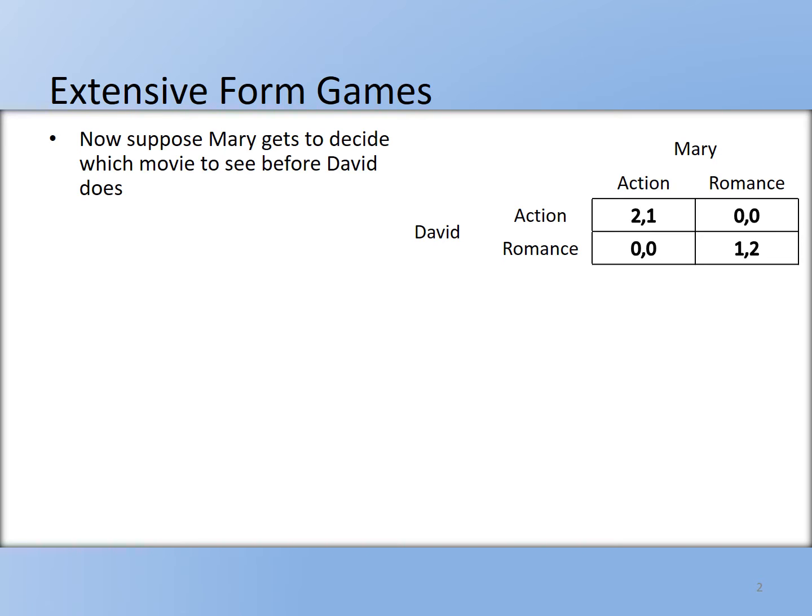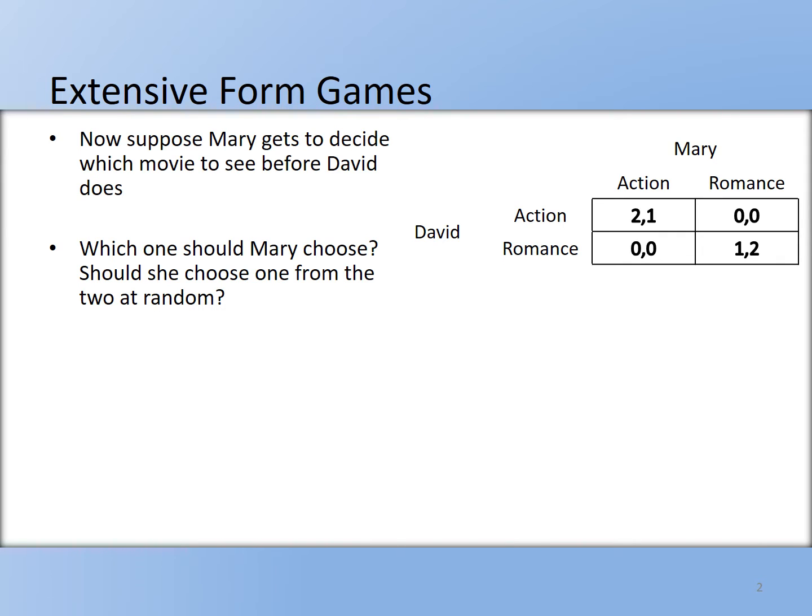So now suppose Mary gets to decide which movie to see before David does. Ladies first. What would happen? Which one should Mary choose? Should she choose one from the two at random? Remember, there are two possible stable outcomes, right? Basically, the criterion is that they both go to see the same movie. And there are two movies, so there are two stable outcomes. They can both go to the action movie, or they can both go to the romance movie. Now, the question in concern is, if Mary gets to move first, which one should she go to?